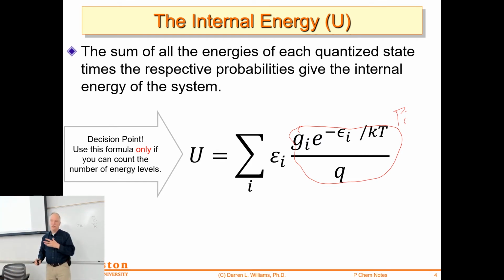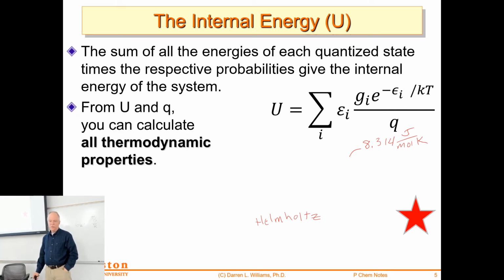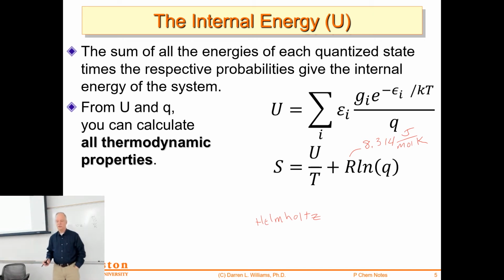So this is the first one we started with: the summation of the Boltzmann factors to create the partition function, and then the summation of the probabilities times the energies gives you the expectation energy, or internal energy. And so from this internal energy and the partition function, you can calculate all the other thermodynamic properties.